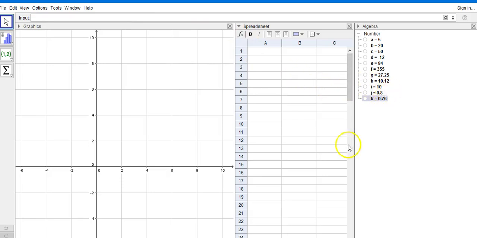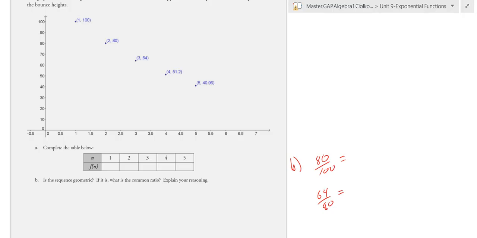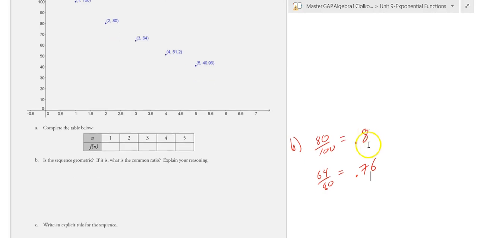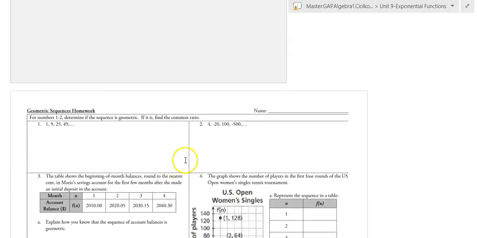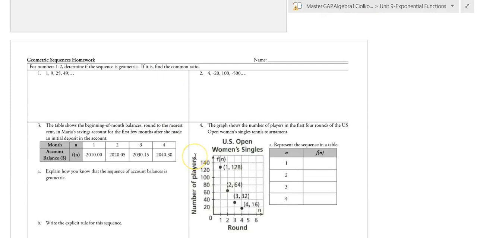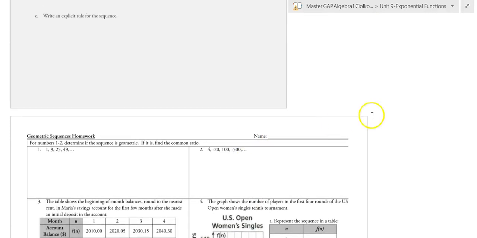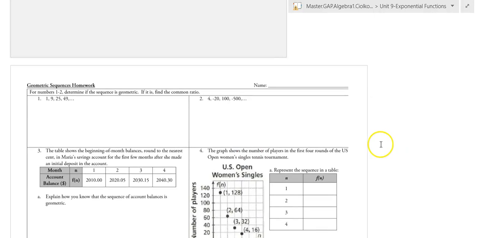So we get 0.8 and 0.76. Those are not exactly the same, so it's not geometric. Therefore, we cannot even write an explicit rule. Moving on down to here.